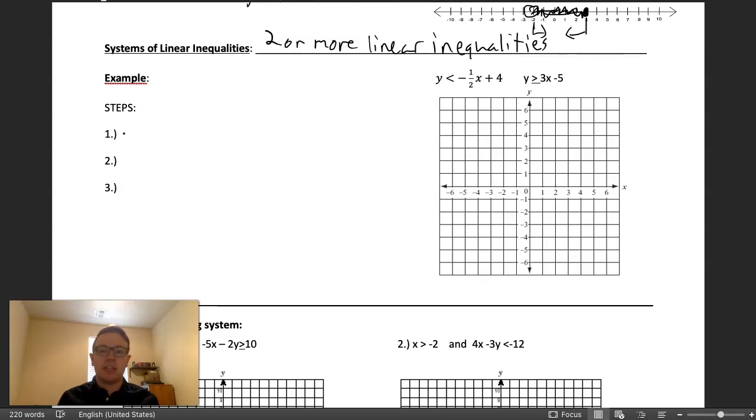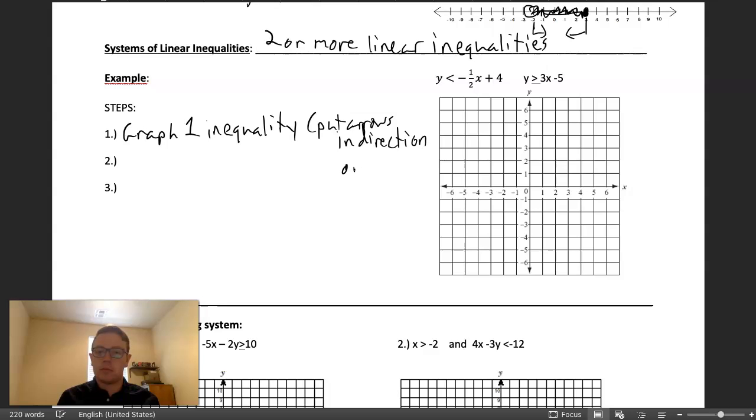Now, what are our steps for solving a system of linear inequalities? Well, step one is going to be graph one of your inequalities. Now, I would say do not shade for this. Just put arrows in the direction of shading. So for this first one, we're starting with y is less than negative 1/2 x plus 4. So we're going to go up to plus 4, and we're going to go down 1 over 2, down 1 over 2. I'm going to graph this line.